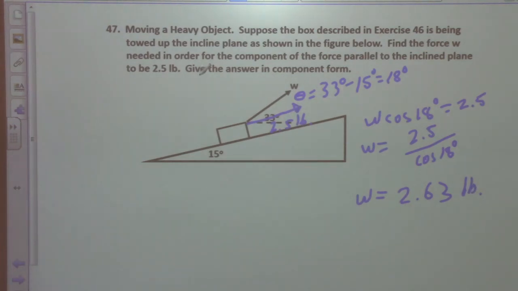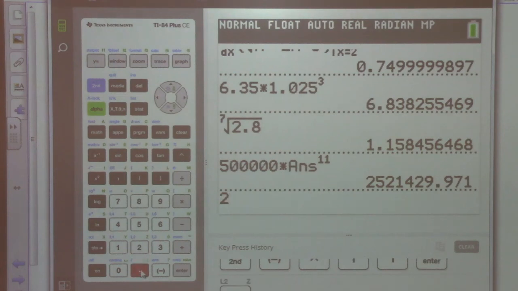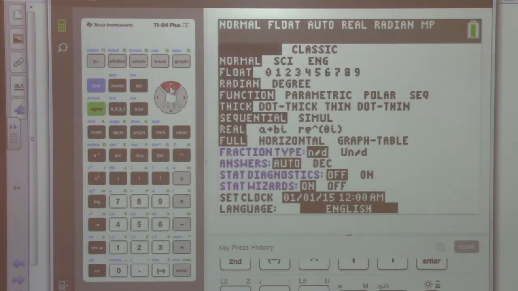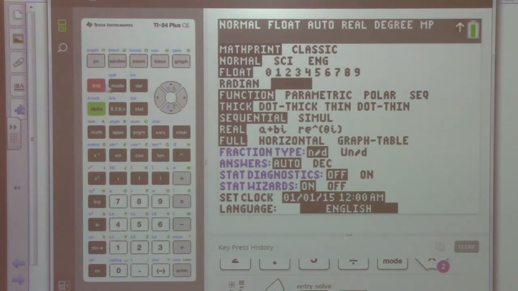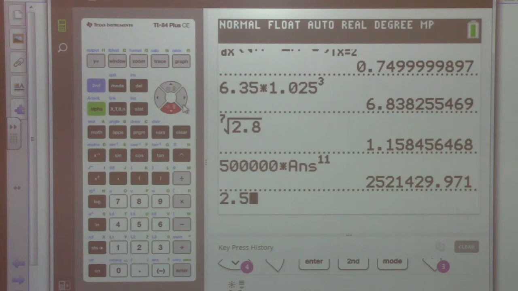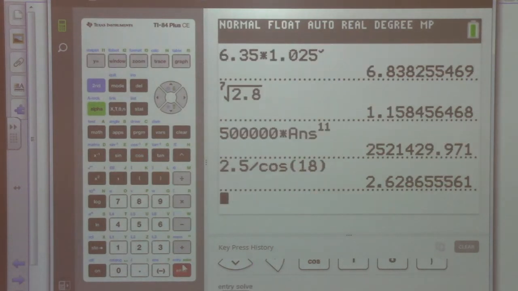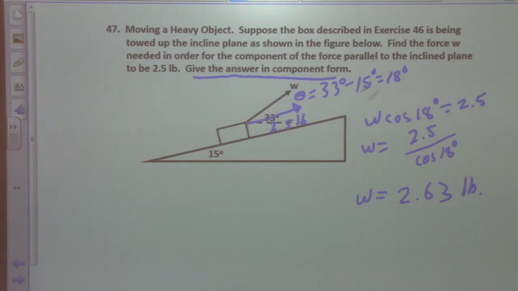And now it says give your answer in component form. Is this in component form here? Not quite. I want more decimal places. Before I do that, let me get my degrees. There we go. So 2.5 divided by cosine 18 degrees, we get 2.629, so I'm just putting more decimal places, 2.629 pounds.